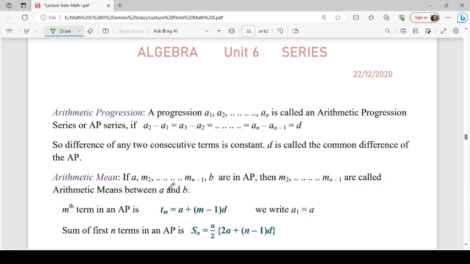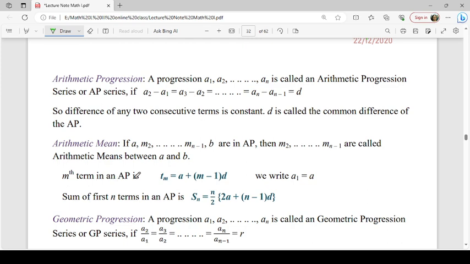And arithmetic mean, if there are n terms in an AP, then this is the first term, this is the last term, and there are n minus 2 terms here, and these n minus 2 terms are n minus 2 arithmetic means in between a and b.